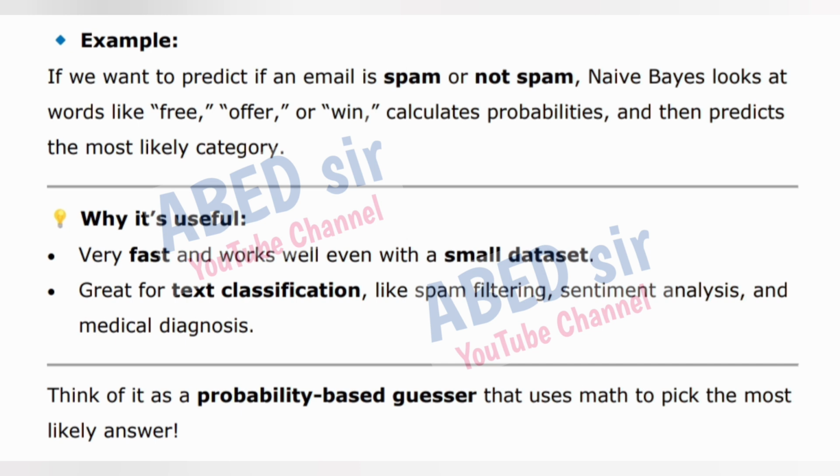Example. If we want to predict if an email is spam or not spam, naive Bayes looks at words like free, offer, or win, calculates probabilities, and then predicts the most likely category. Why it's useful? Very fast and works well even with a small dataset. Great for text classification, like spam filtering, sentiment analysis, and medical diagnosis. Think of it as a probability-based guesser that uses math to pick the most likely answer.